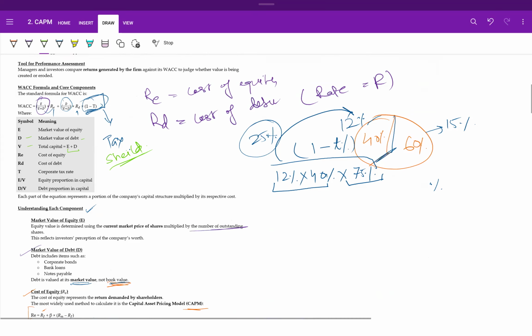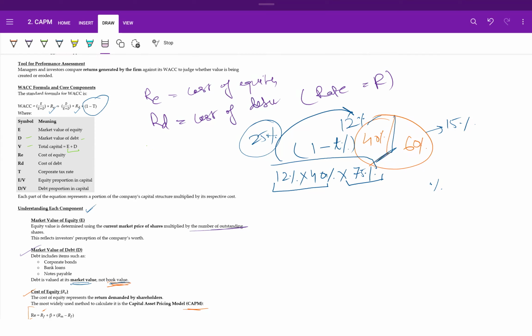We have discussed the formula. The formula contains the percentage of equity in the capital structure and the percentage of debt in the capital structure. We multiply the percentage of equity by the cost of equity, then multiply the percentage of debt by the cost of debt. There is a tax shield involved when we talk about debt, and because of the tax shield, the cost of debt is usually lesser than the cost of equity.